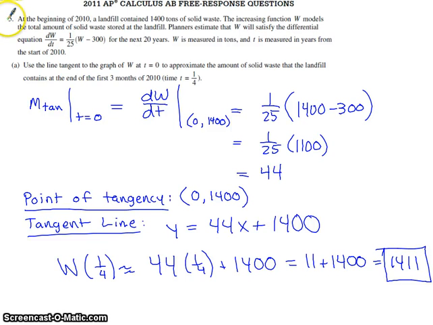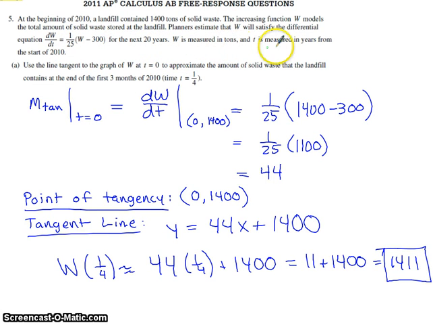Here's problem number 5 from the 2011 AP Calc AB, and this was also on the BC exam, so this is another problem that overlapped on both exams. It's a non-calculator question, and the problem setup tells us that we have a landfill that initially contains 1,400 tons of solid waste. The increasing function W is going to model the total amount of solid waste stored in the landfill. They estimate that W will satisfy this differential equation for the next 20 years.